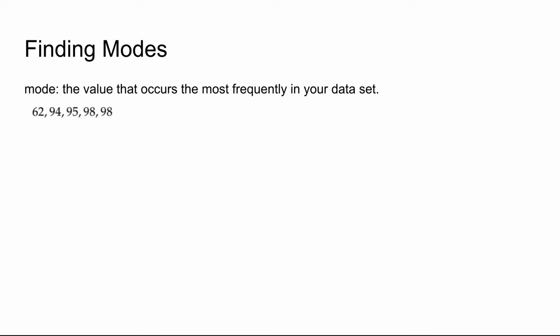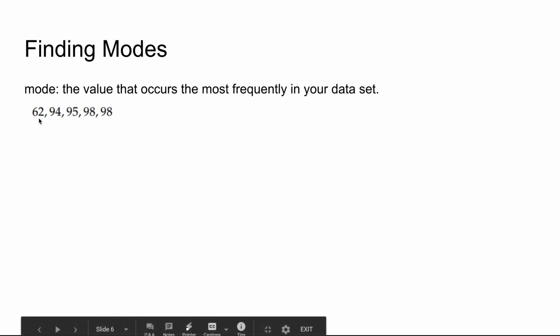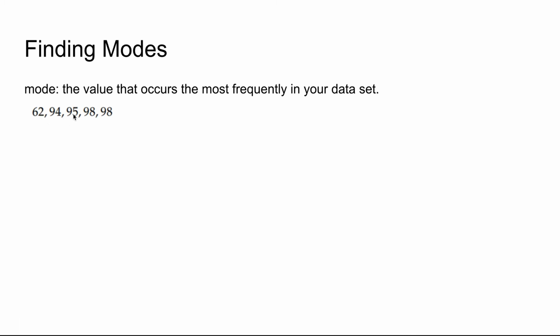And the third center is mode. What is the mode? Mode is the value that occurs the most frequently in your data set. So for example, in this data set, we know 62 occurs only once, 94 only once, 95 only once, but 98 occurred twice. So 98 is the mode, right? Okay, so mode is 98.